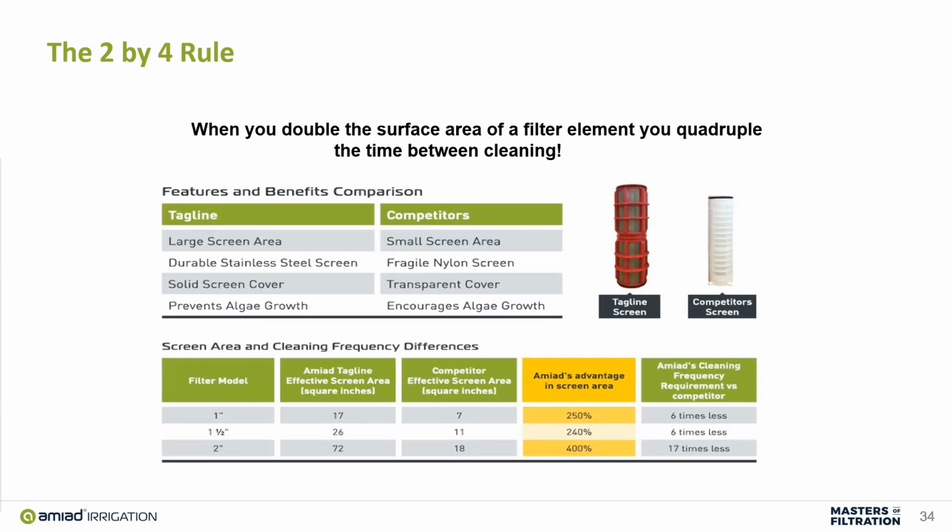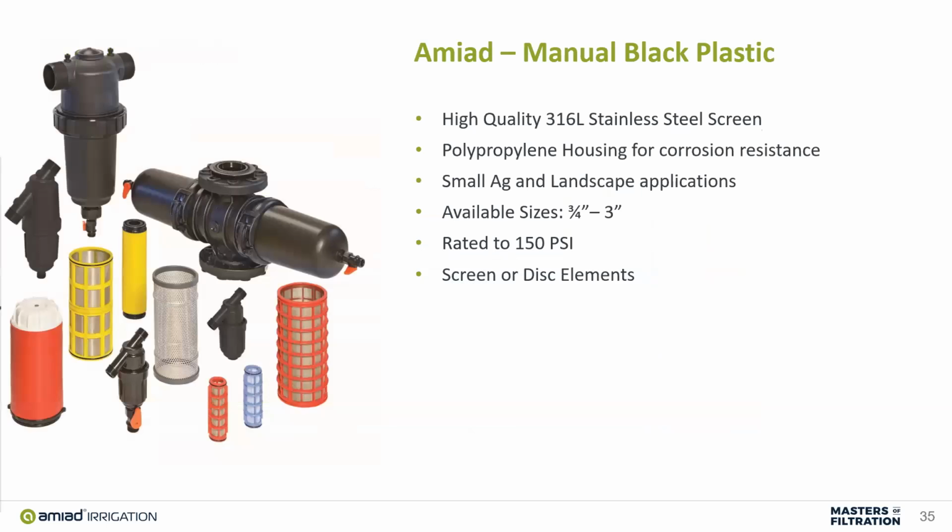All right, so now the Amiad manual black plastic filter. This is another one of our plastic filters that is anywhere from 3/4 inch to 3 inch. It has a stainless steel screen, the propylene housing, and it's rated to 150 PSI. That's why I mentioned the whole 116 PSI. This is important to remember. There are 2 different ratings on their PSI of what they will manage as max pressure. And this one's available in screen or disc.